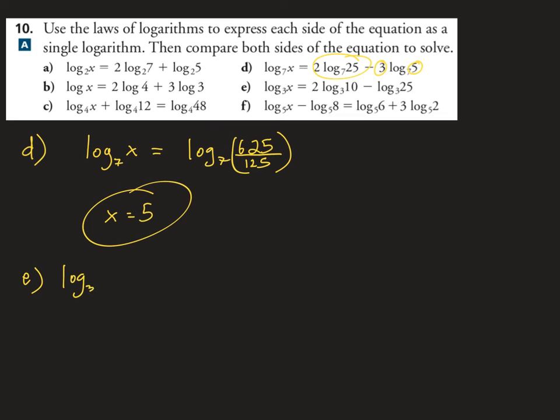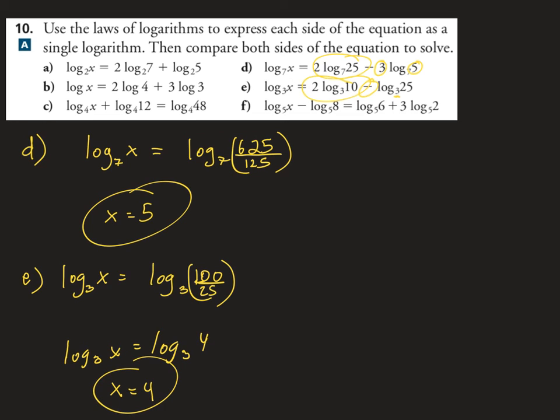Log base 3 of x equals log base 3 of 10 squared, which is 100. And same base here, so over 25, because that's a subtraction. And so this is log base 3 of x equals log base 3 of 4, so x just equals 4. Part F.